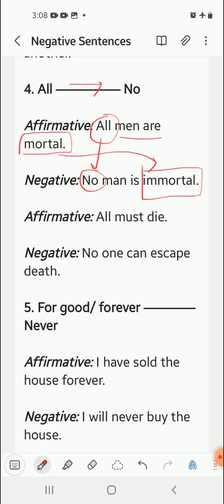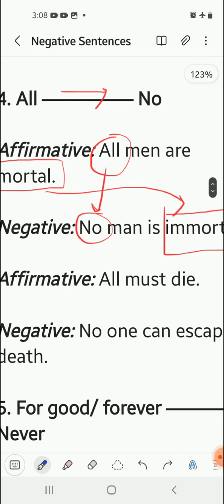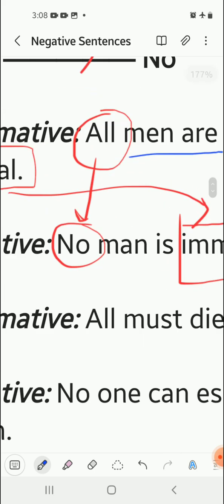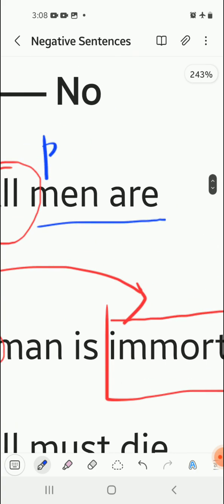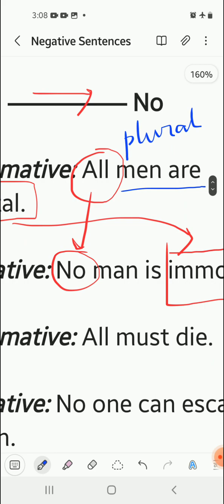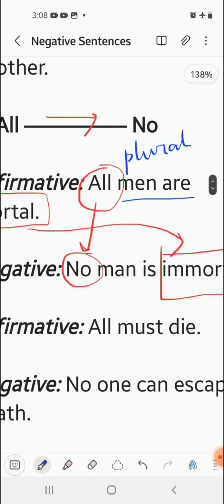Another thing, that is, men are. Whenever we are writing all men, because men is plural, for plural we are using are. But whenever we are writing no, it means none of them. So it's a singular term. That is why we are using no man, and because it is man singular, that is why we are using is.